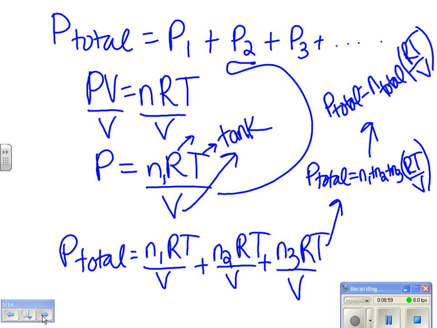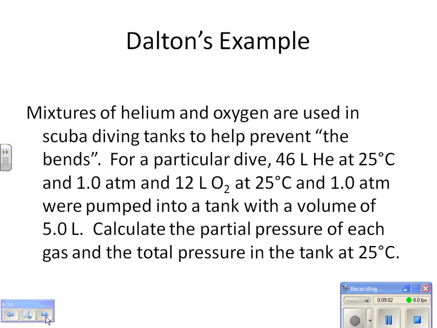Let's use it. Let's try it. Okay, here's an example. We have 2 gases, helium and oxygen, in a scuba diving tank. They tell us information about helium: 25 degrees Celsius, 1 atmosphere, 46 liters of helium, and oxygen, 12 liters, 25 degrees Celsius, 1 atmosphere. And those 2 gases are pumped into a tank with a volume of 5 liters.